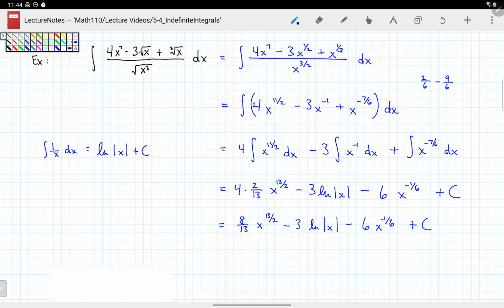And it is worth taking the time to check this answer by differentiating, taking the derivative of your result and making sure that you actually end up with this modified version of the original function that you started with.